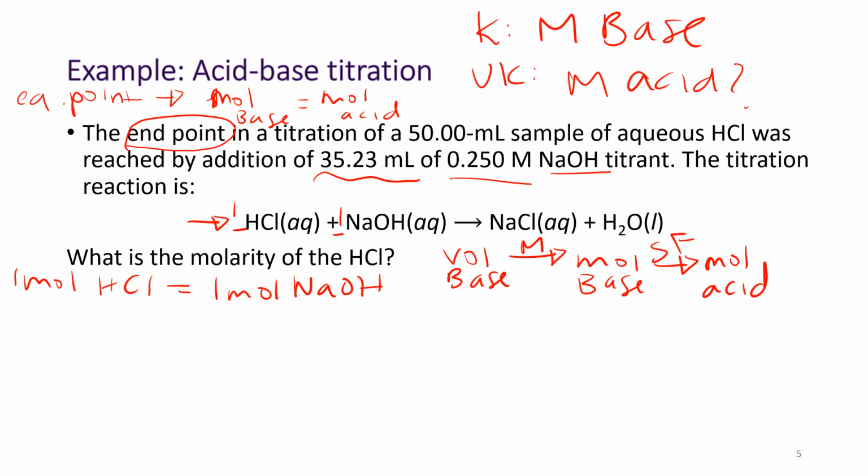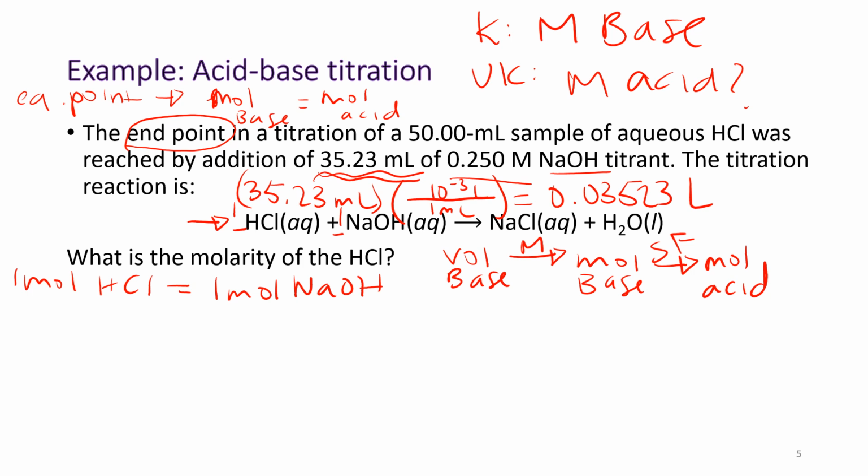So let's go ahead and just follow that process. We're starting off with mL. We actually need to convert that, so I'm going to do that off to the side right here. 35.23 mL. 1 mL is 10 to the negative third liter. So then we end up getting 1, 2, 3, yeah. All right. So now we can start. And this is NaOH. Remember, always label.